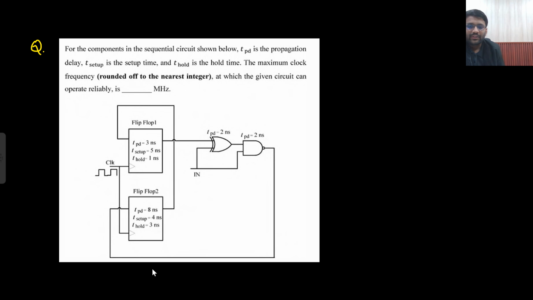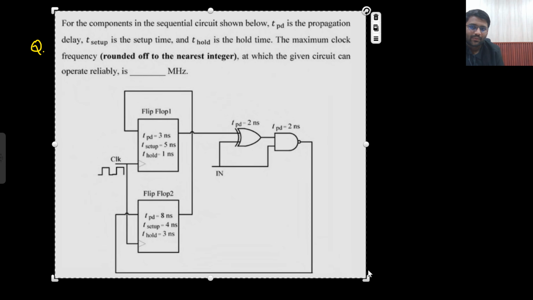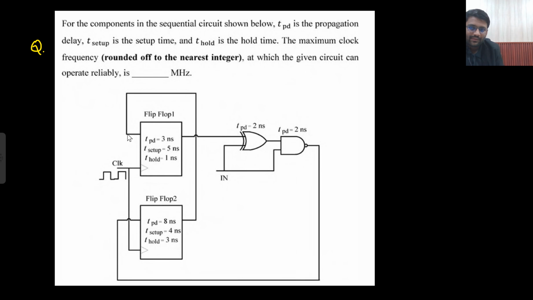Try solving this one on your own. This is also a GATE PYQ only. Input of this flip-flop one. Is it stable? No. From where is it coming? Sir, it is coming from the output of this one. It's not stable.